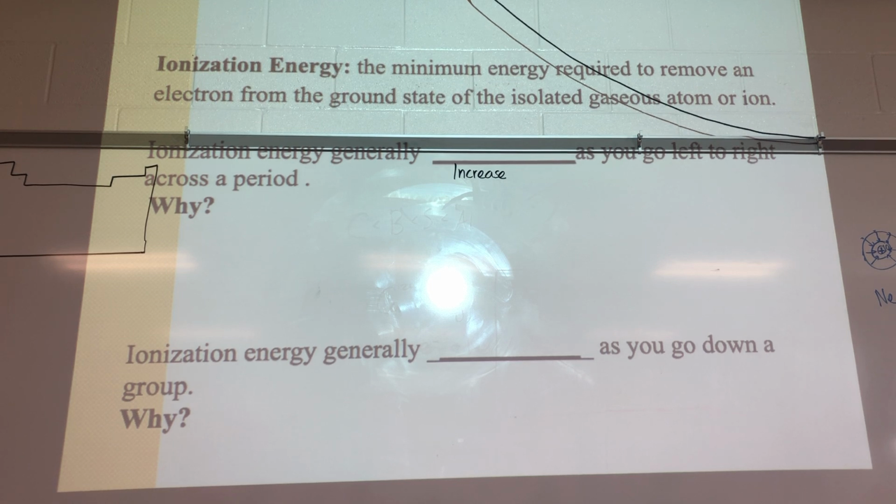What's the ground state? Is that just the outer shell? That just means they're in the lowest possible state. So it's like the normal configuration. Okay.